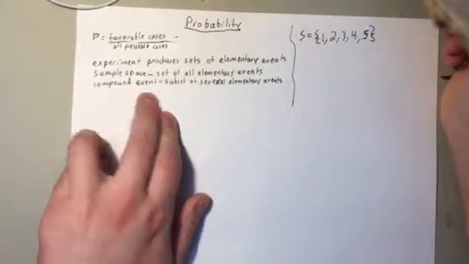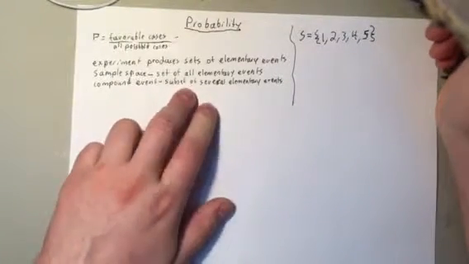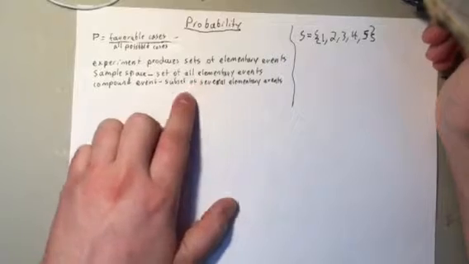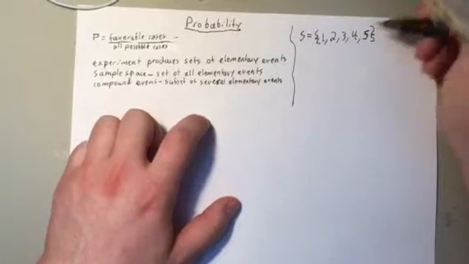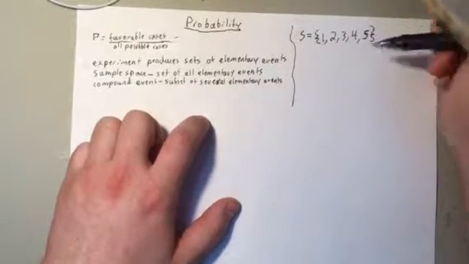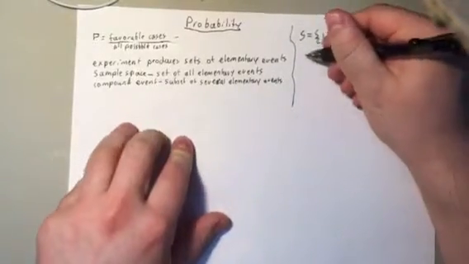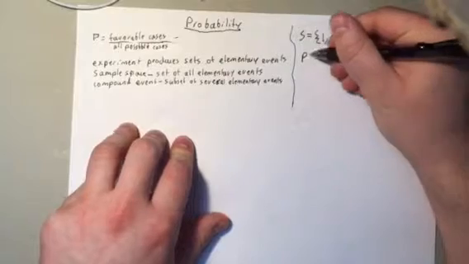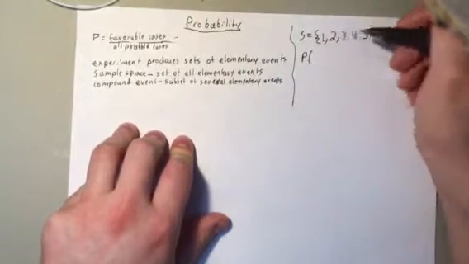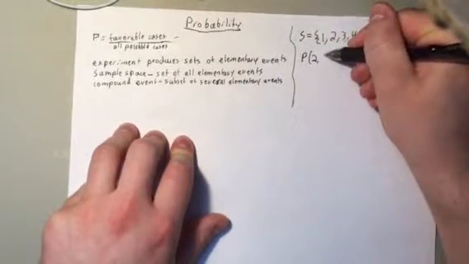And then a compound event is a subset of several elementary events. So for example, if we were to pick a number between 1 and 5 twice, a compound event would be like the probability of getting a 2 and then a 5.